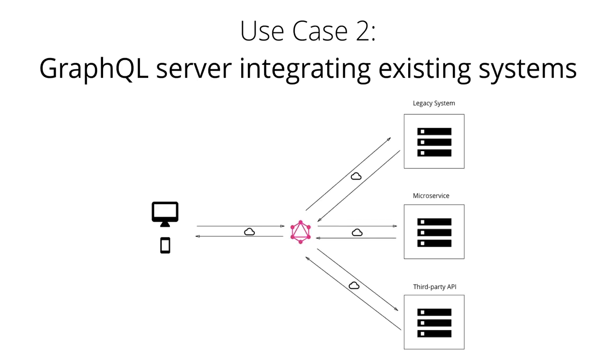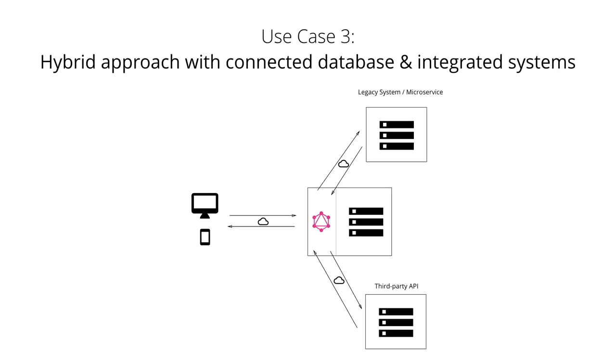Here we see the illustration of such a system where the GraphQL server acts as the integration layer for legacy systems, existing microservices, and third-party APIs. And finally, it's also possible to combine the 2 approaches and build a GraphQL server that has a connected database but still talks to legacy or third-party systems. In this architecture, when a query is received, the server will resolve it and either retrieve the required data from the connected database or from the integrated APIs.